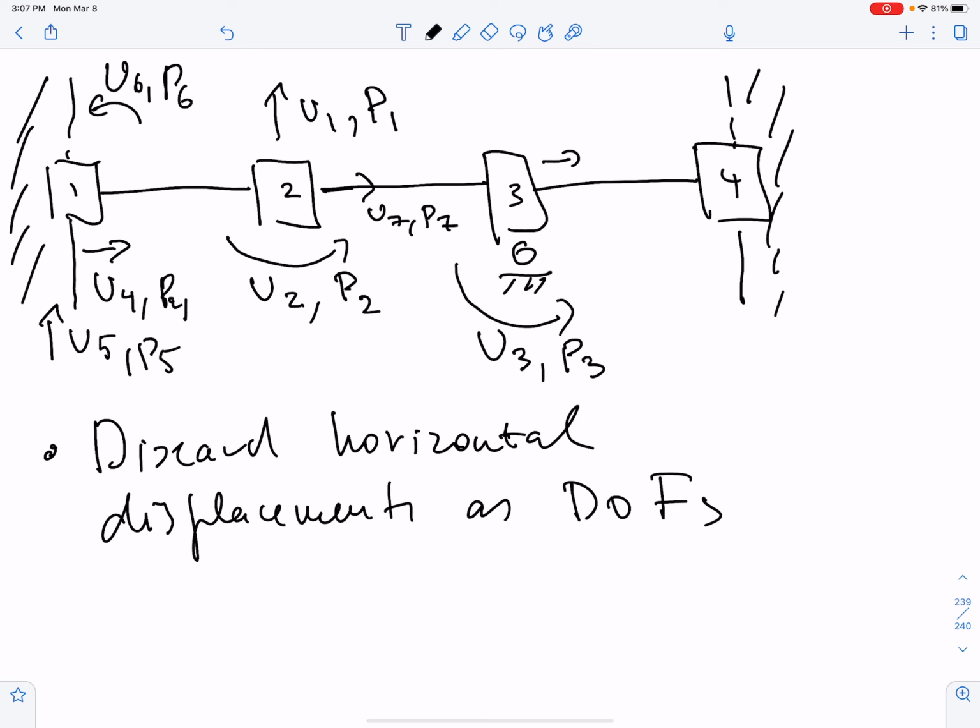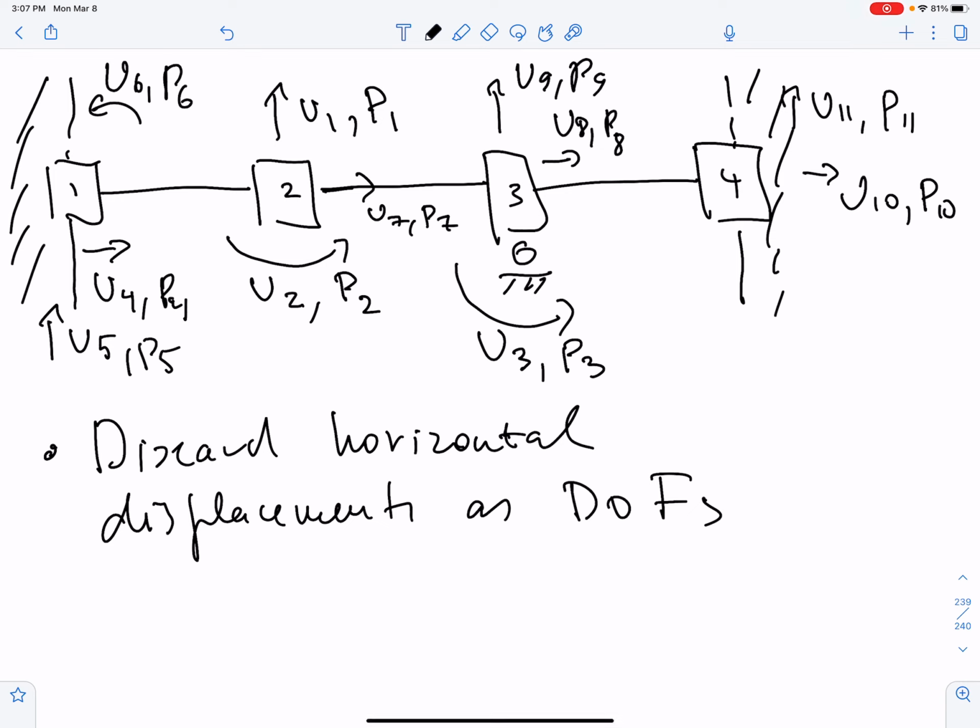U8, P8, vertical, U9, P9. Okay. And then here we have U10, displacement force, U11, P11, vertical, and then the rotation and moment becomes U12 and P12. Okay.